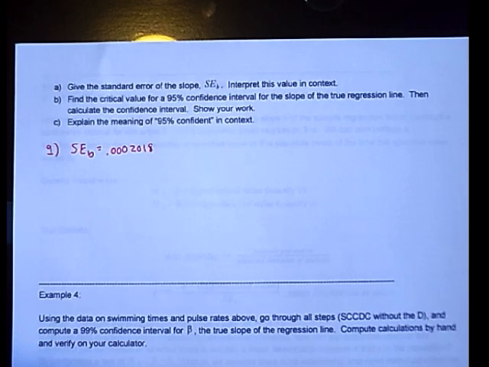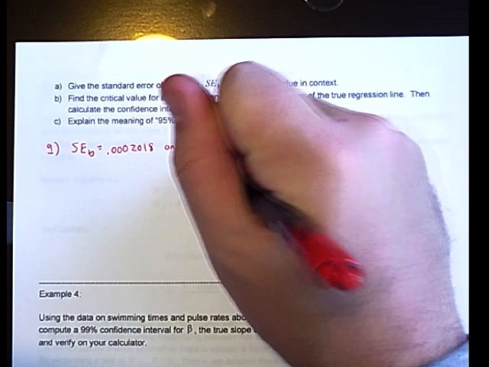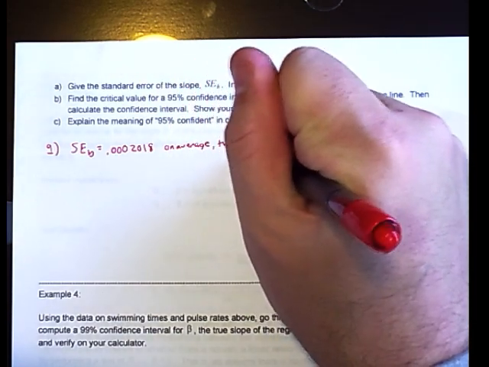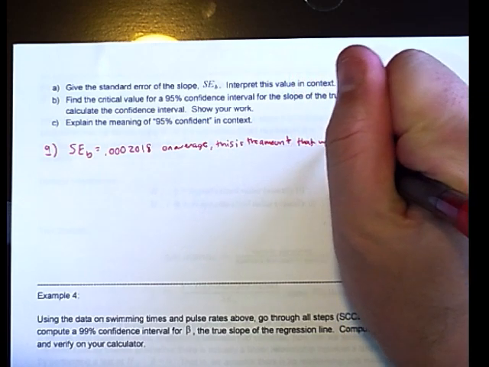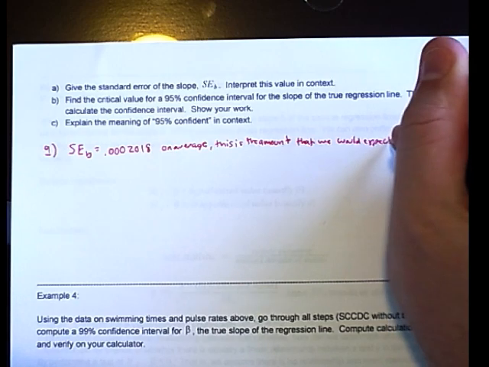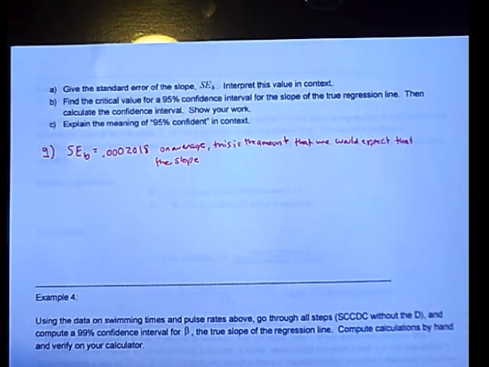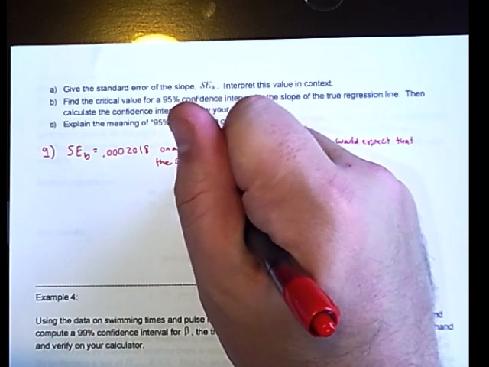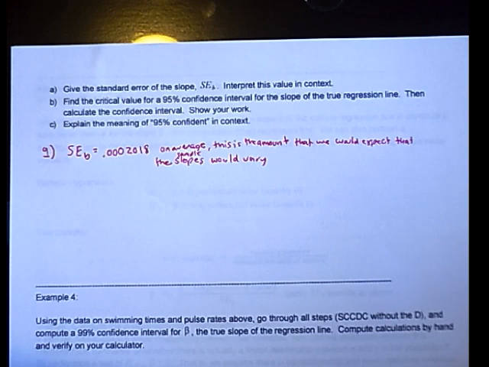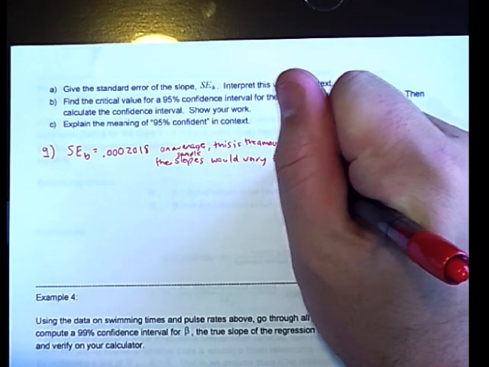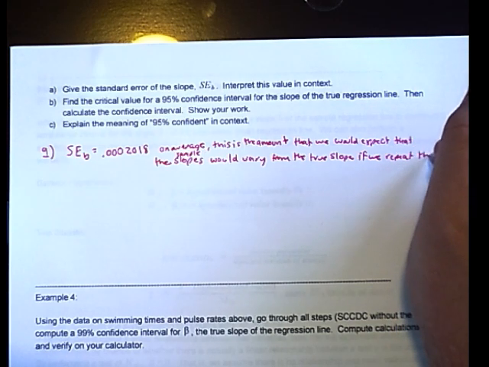Right, so what that actually means, as it says in the notes themselves, is that on average, this is the amount that we would expect the sample slopes to vary from the true slope if we repeat the process many times.